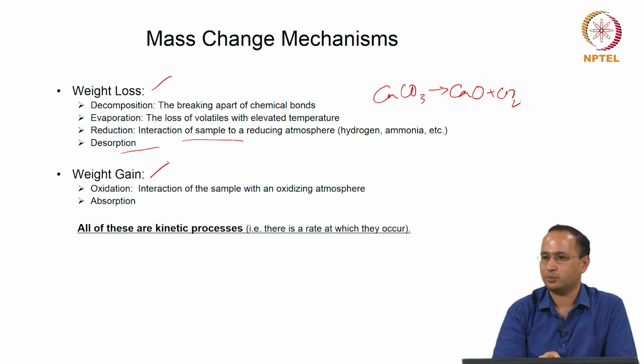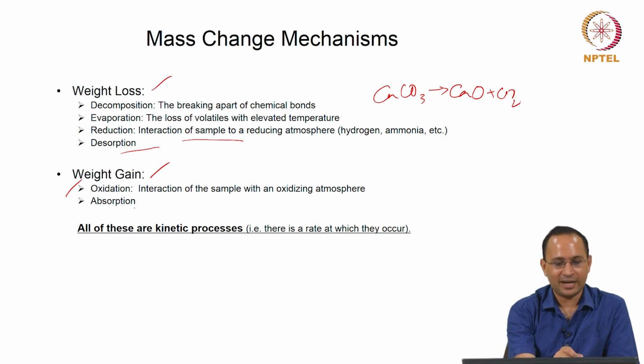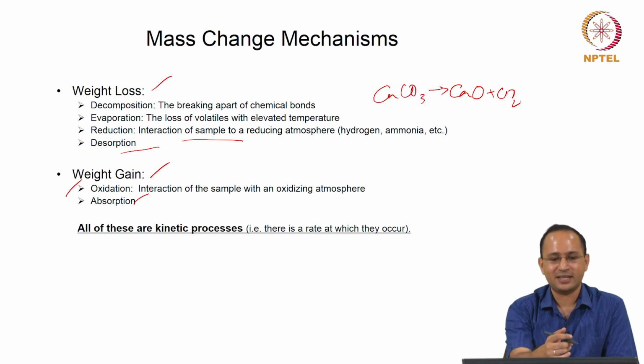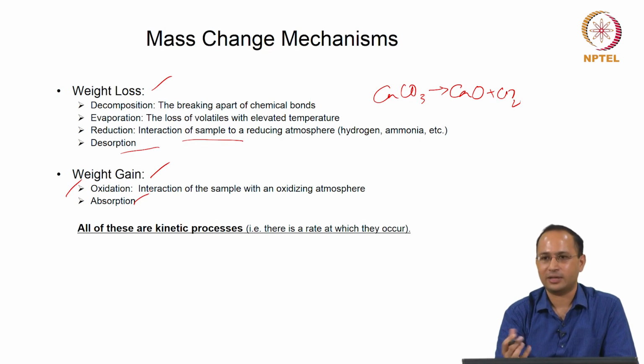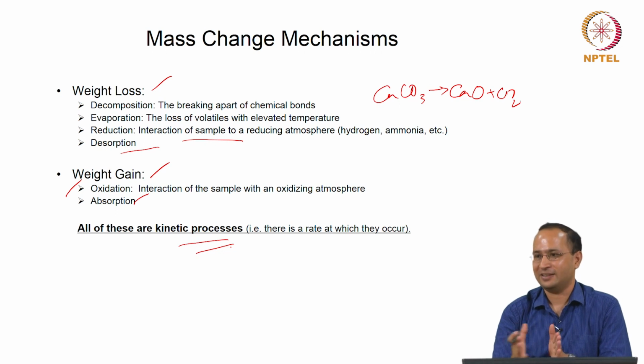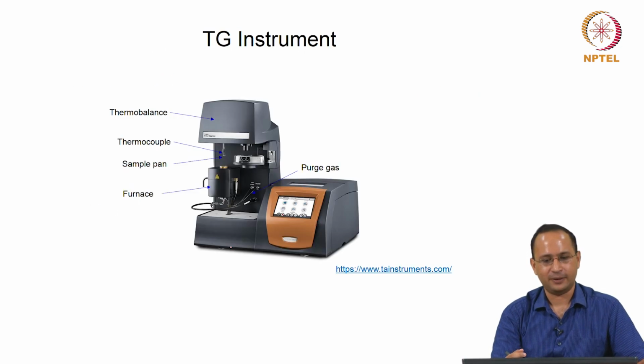Similarly, you can have weight gain also. If there is oxidation, suppose you have a material which can oxidize, then you will see weight gain. Adsorption also. So, these are the processes where you can have either weight loss or weight gain, and as long as there is a change in the mass, thermogravimetry can be used. Okay? And obviously these processes are kinetic, in that there is a rate at which they occur. They will not happen immediately, so kinetics plays a role, how fast the reaction takes place. That also has to be kept in mind.